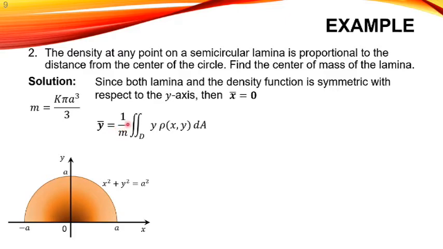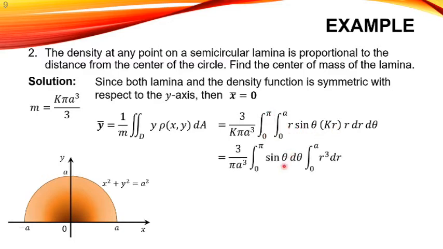So we have y bar is equal to 1 over the mass times the double integral of y times the density function dA. Okay? And substituting the values, we have the reciprocal of the mass, which is 3 over k pi a cubed, and the double integral of r sine theta, which is equal to y in polar coordinates. Then the density function kr, and dA is r dr d theta. Then r is 0 to a, and theta is from 0 to pi.